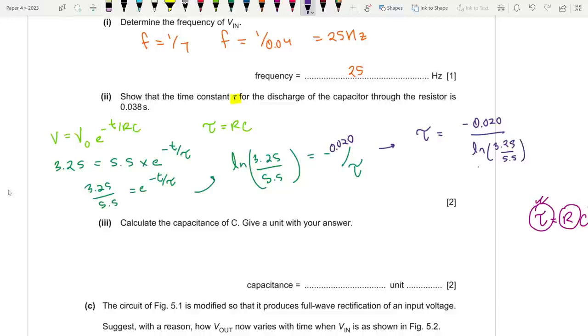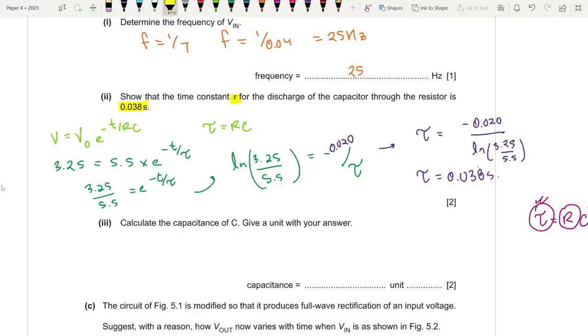So minus 0.020 divided by ln 3.25 by 5.5. So yeah, tau is actually equal to 0.038 seconds as shown over here. Since this was a hard one, that is why it was worth less marks, and it was a show question, so you could actually use it in the next part.